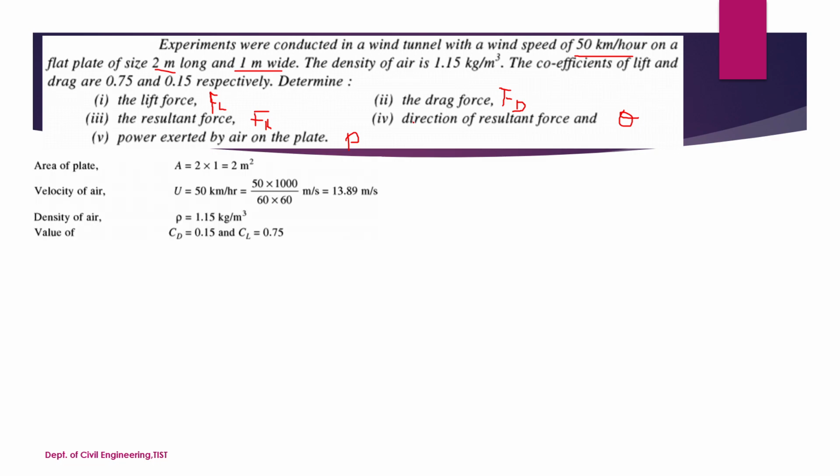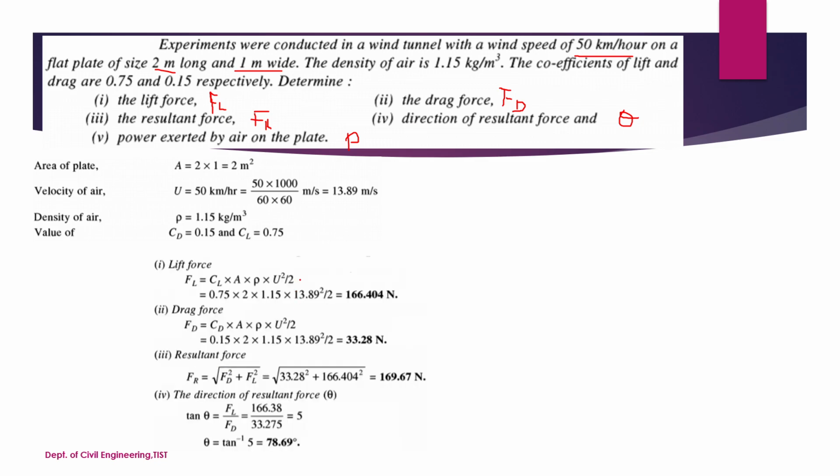It's a very easy question. These are the given data. Area of the plate is given. Velocity is given in kilometer per hour. We have to convert that into meter per second. Density of air is given. CD and CL values are also given. So it is very easy. Lift force and drag force can be found out using direct formulas. These are the formulas, so you will get the values of Fl and Fd. Then how to find out the resultant force? Take the resultant of Fl and Fd.